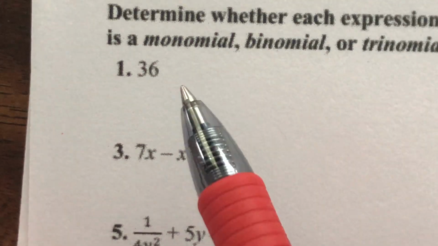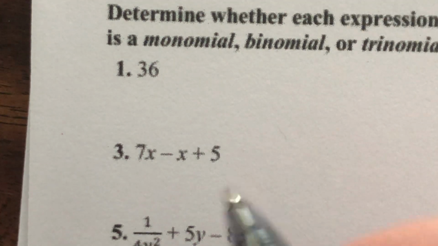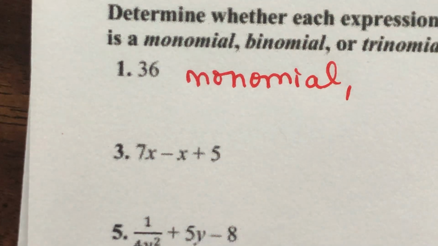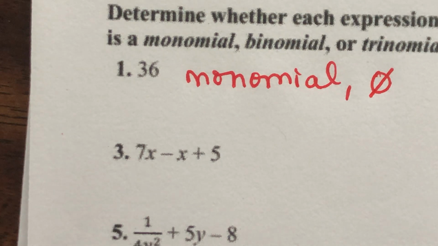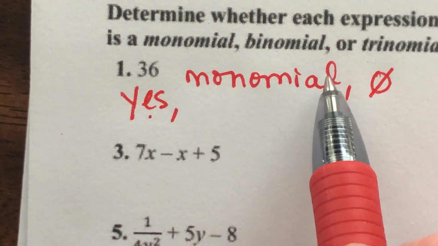Okay, so this first one, this is one term. There's no variable here, so the degree is 0. So this is a monomial. Has a degree of 0. And I think that's all we had to do. Is it a polynomial? Oh, and we had to say yes, it's a polynomial. Yes, it's a polynomial. It's a monomial, and it has a degree of 0.